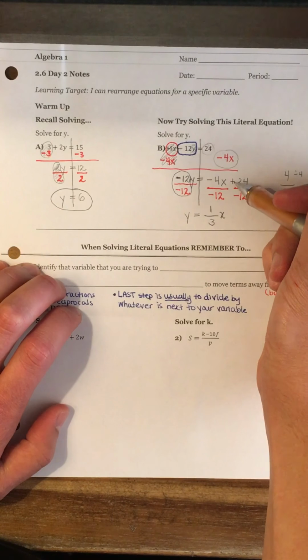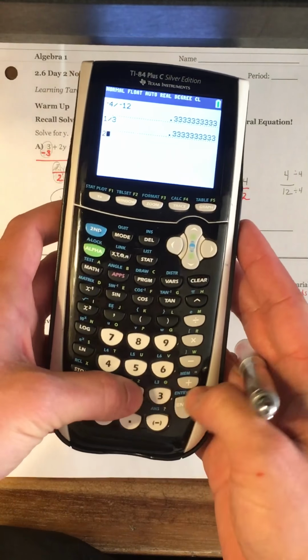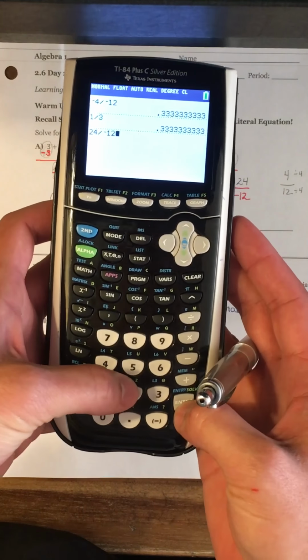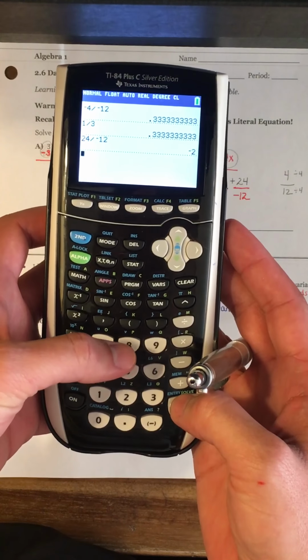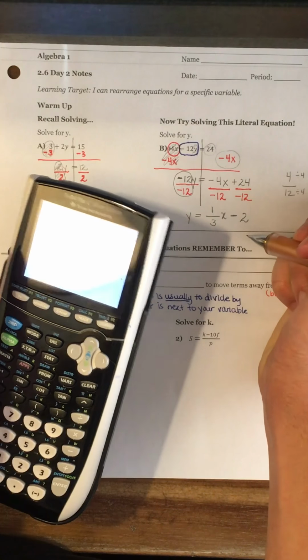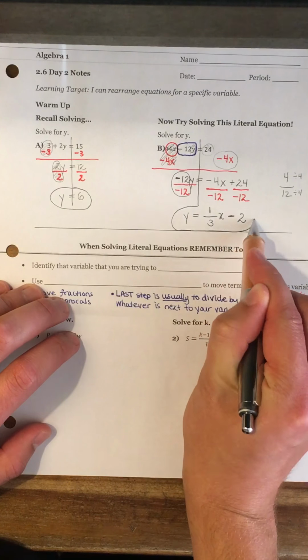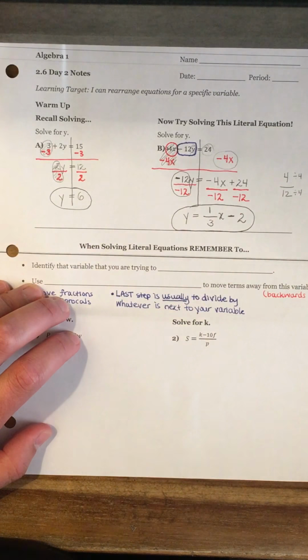Now I have a positive 24 divided by a negative 12. Oh, that's a whole number. It's just a negative 2. So a negative, or subtract away, 2. And that gives me my final answer then. Y is equal to 1/3 x minus 2.